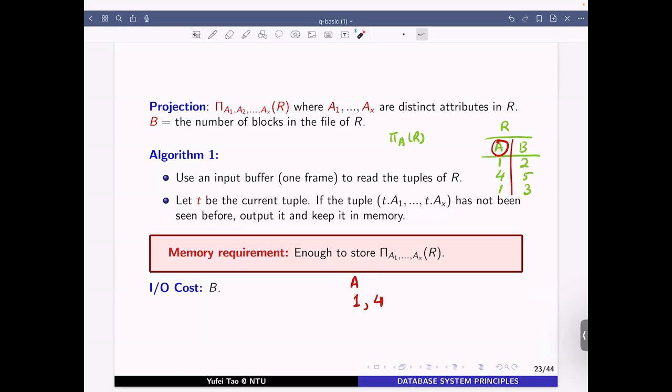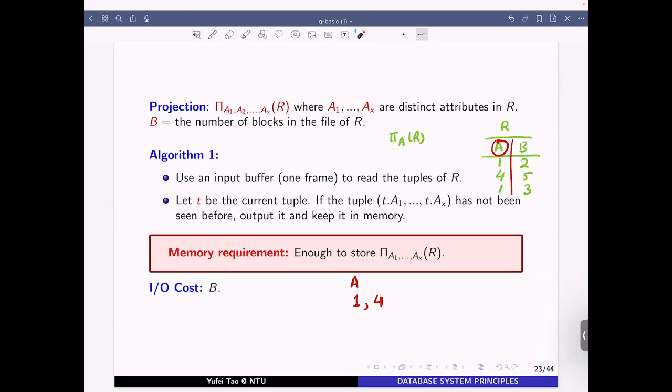So what's the memory requirement? By the way, you can do B IOs, as in the number of blocks in the file. However, you do need some memory. You have to make sure you have enough memory to store all the distinct combinations after the projection. Another way to say it is you want to have enough memory to store the output of this projection, all the tuples. So in this case, you will need to store 1 and 4 in the main memory.